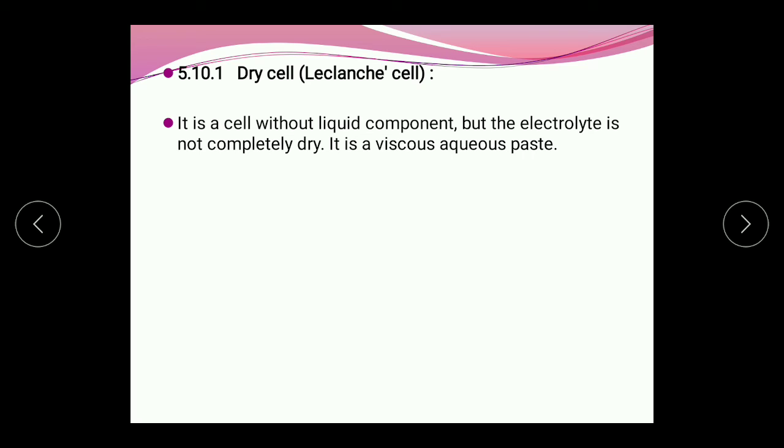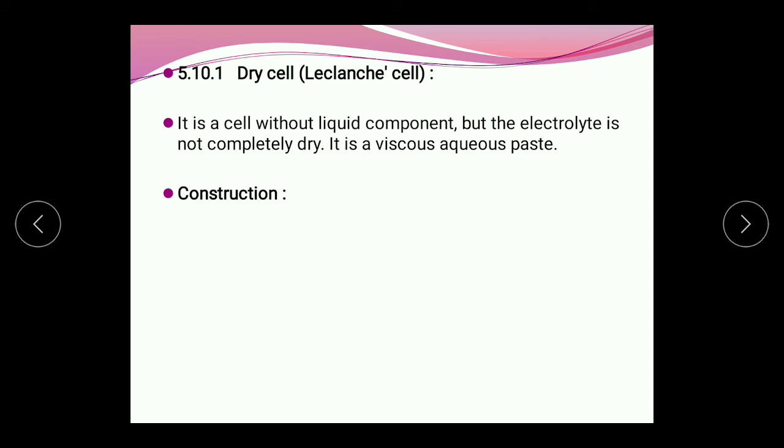Instead, we use a viscous aqueous paste so that it is easy to carry the dry cell, but it still gives us a reaction, and that gives us electricity. So, this is the first example of a primary voltaic cell. We will see in detail about this. The first and important thing is construction. So, we will see the construction of the cell.